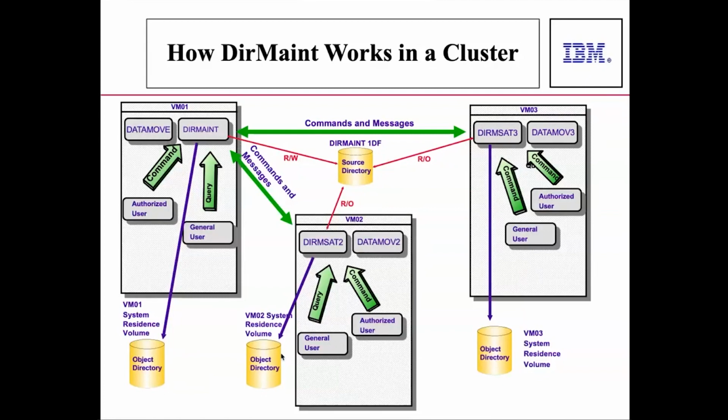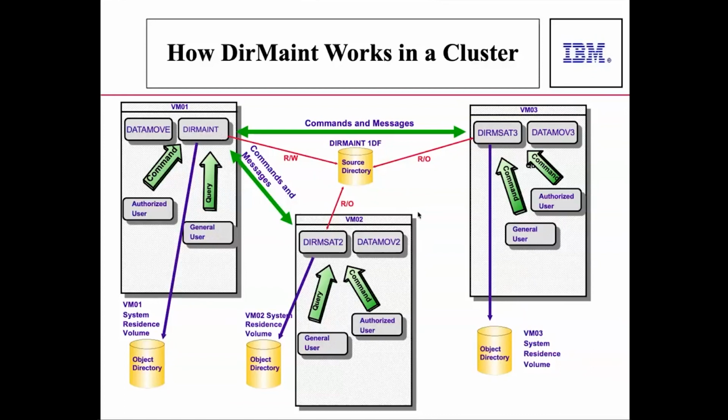So you notice every system has an object directory and somebody pointed to it. On VMSYS01 over here, it's the DirMaint machine that does that. There is no satellite machine that runs over here. And of course, we still have DATAMOVE machines, which we'll talk about what they do. We have authorized users and general users on any system, and basically they can issue DirMaint commands, and they're directed to the satellite server on the other members. Those satellite servers work with the DirMaint machine when they need to, if they have a source directory update or something like that that needs to be done.